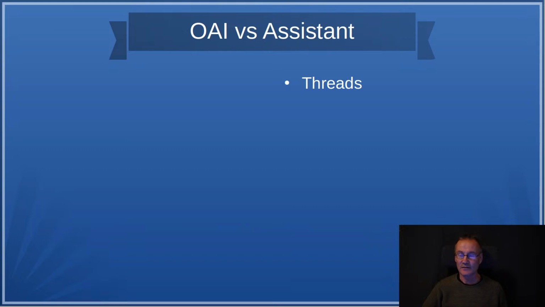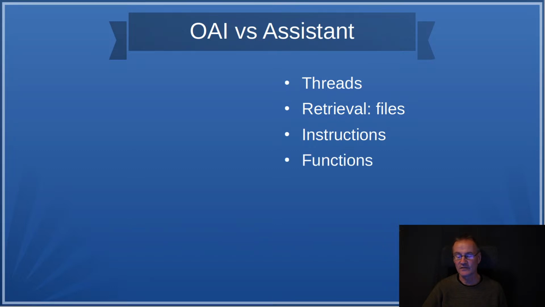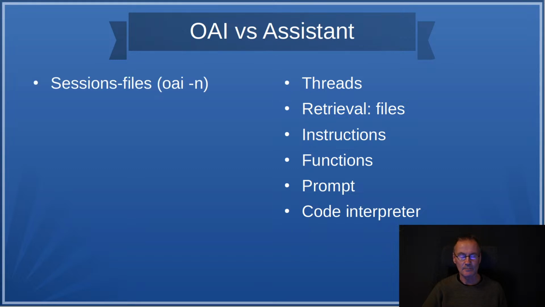So Assistant has threads, as we've been showing. We can have retrieval or files. We give initial instructions to Assistants. We can use functions. I didn't do that this time, but it can be done. We give a prompt, and we can use code interpreter, which is supposed to be able to write and handle Python code. This is something I haven't been looking into yet, but we will get back to that one.